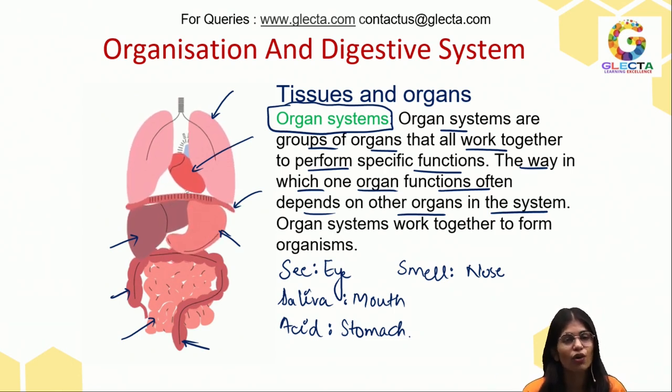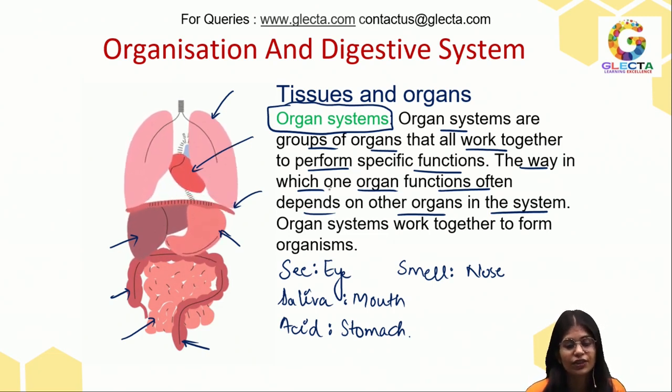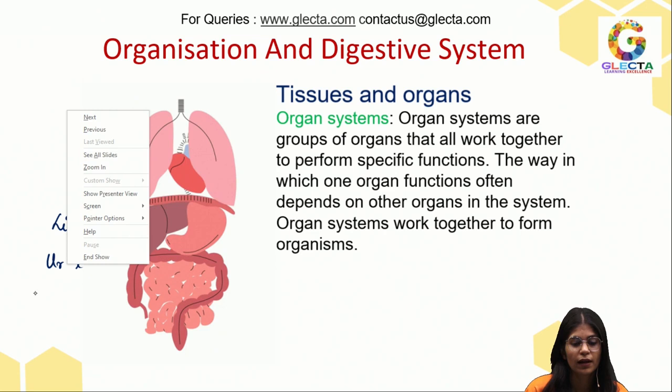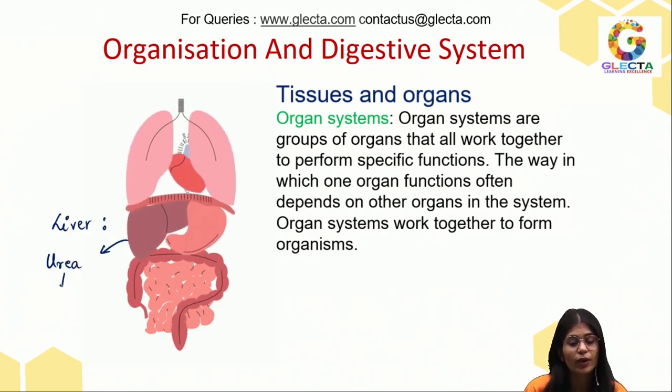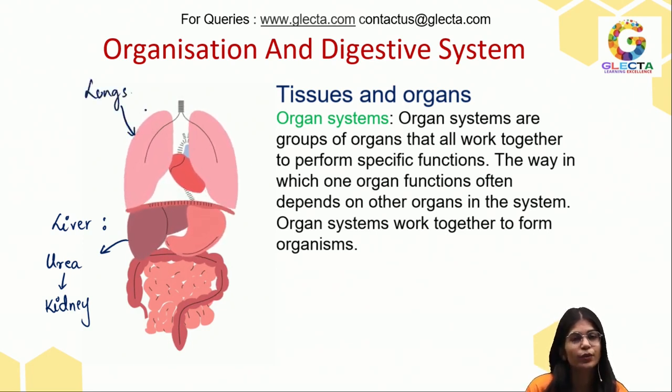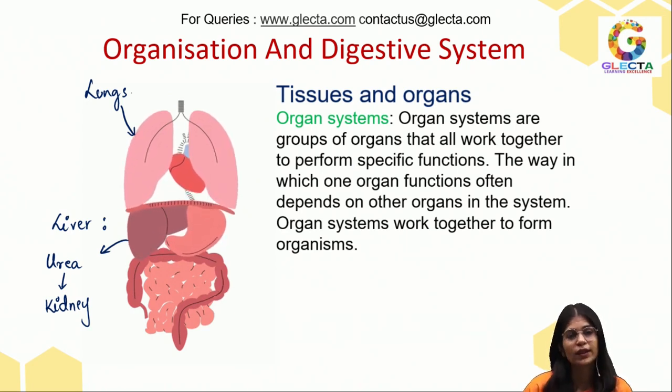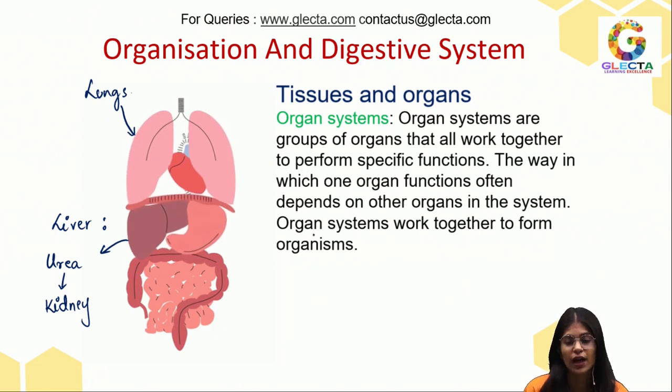Similarly, there are lots of organ systems that are one way or the other dependent on each other. For example, liver you see here is going to produce urea, and this urea will actually be removed from the body with the help of the other organ which is known as kidney. Same thing, lungs are going to help you for gaseous exchange, but these gaseous exchange, after oxygen entering the body, it is used by the muscles. So one thing is always interconnected with the other, and organ systems are going to work together to form an organism.